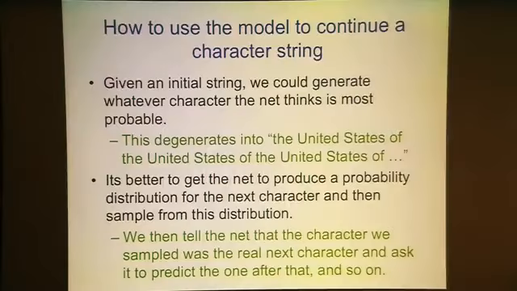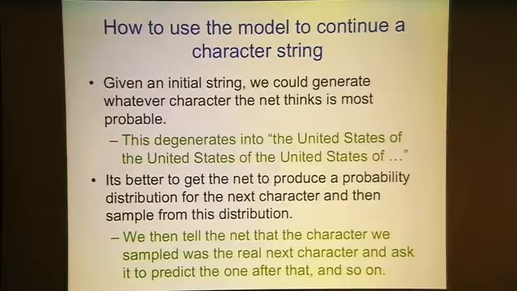So after it's trained, it's fun to get it to now generate text. One way to get it to generate text is to give it an initial string and ask what character you think is most likely to come next. Then you produce that character, you tell the net, okay, that's what did come next, now what do you predict for the next character? Well, if you do that, it quickly starts saying the United States of the United States of the United States. That's the sort of degenerate loop in English Wikipedia.